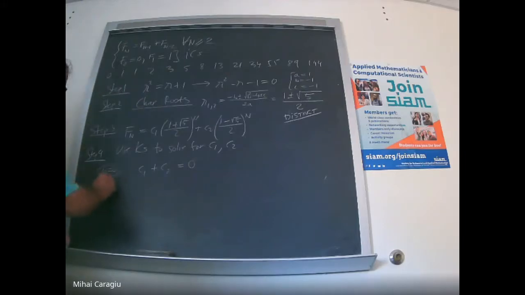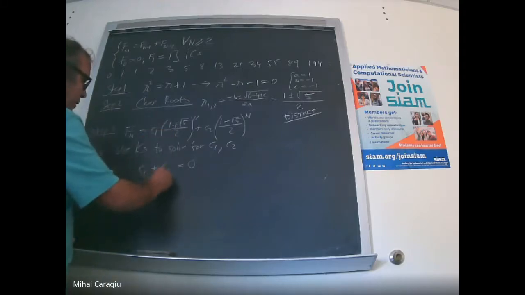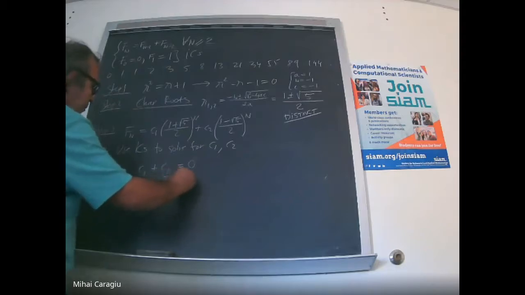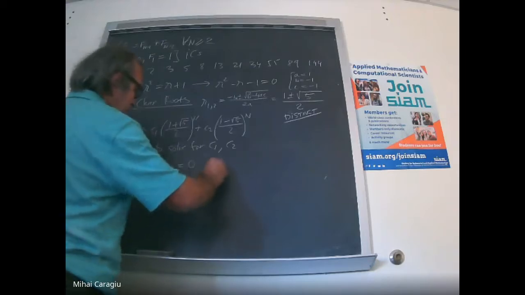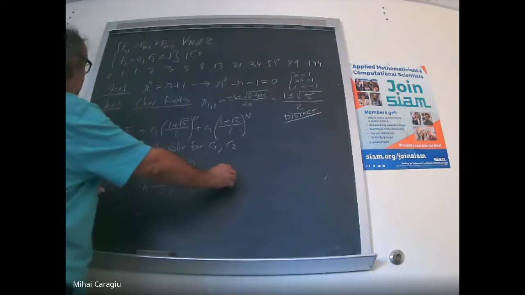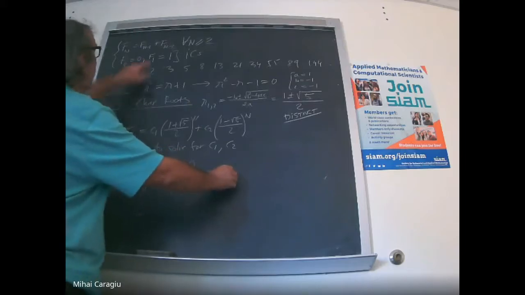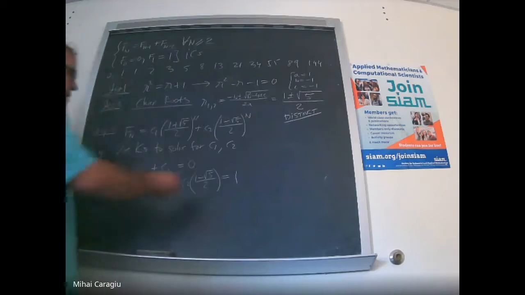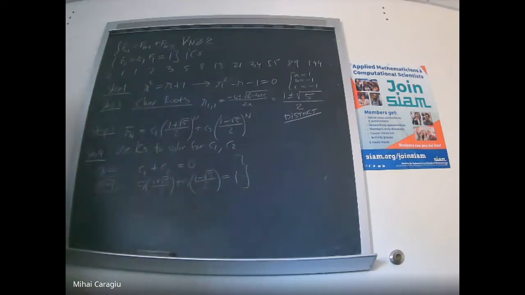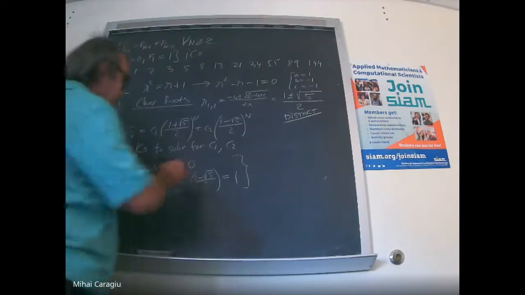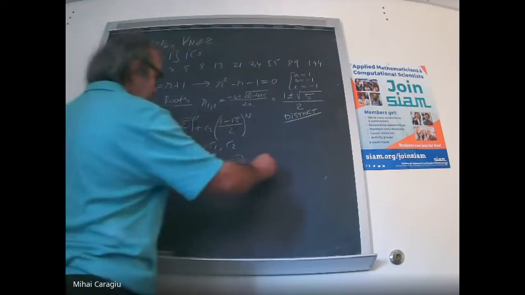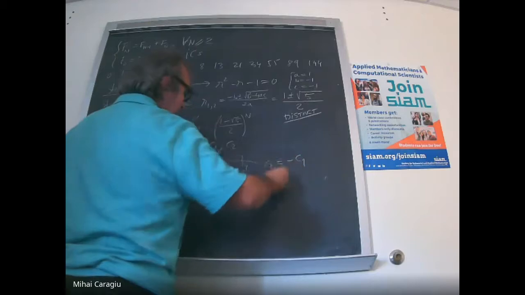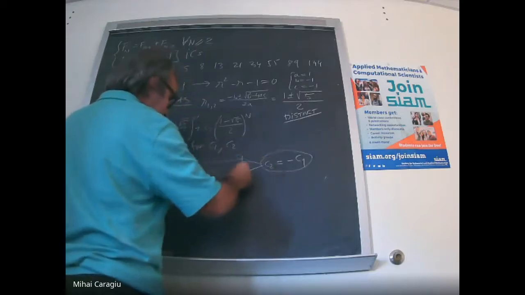And then let's set n equals 1. What do we get? C1 times (1 plus square root 5) over 2 plus C2 times (1 minus square root of 5) over 2 equals F1, which is 1. And again, this is a system. How to solve this system? The common sense way leads us to solving for C2 in terms of C1: C2 equals minus C1. Keep this in mind and replace it in here.